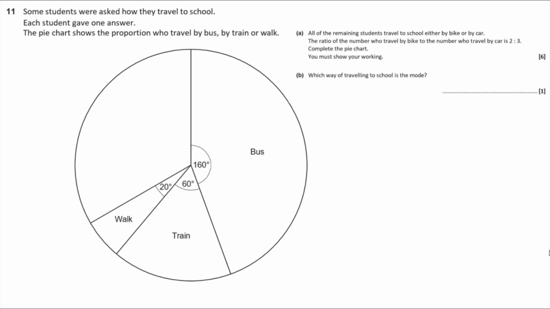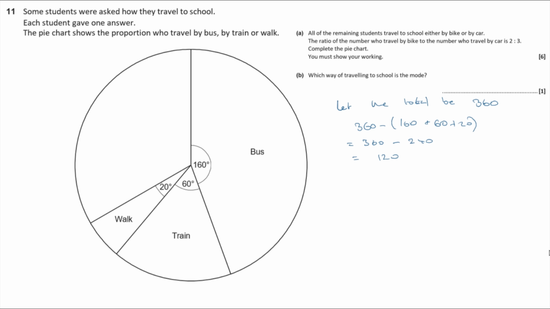Now, we don't know how many students were surveyed, so there's no point trying to work out exactly what each number represents. I'm just going to go with the 360 degrees that you've got in a full turn as everybody. So I'm going to let the total be 360, okay? So then I've already got 160, 60, and 20. So 360 minus 160 plus 60 plus 20, the other three angles, they add up to, what's that, 240. So 360 minus 240 leaves me with 120 degrees to share out between the number of people who travel by bike or car.